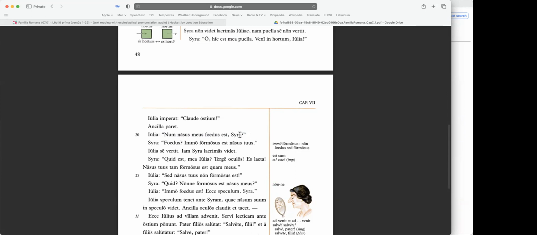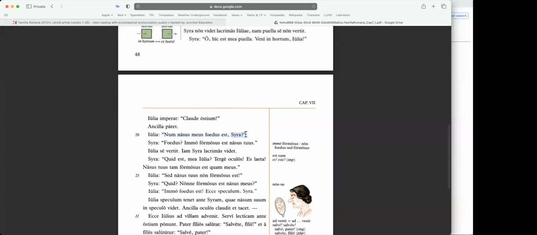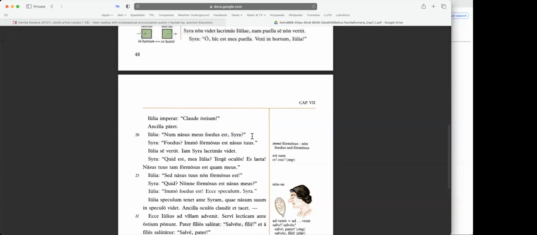Or I should say, nasus tuus fedus est. She's expecting Sarah to agree that her nose is, well, that's not the right way to put it. How do I want to put this? She's wanting her to agree with her misery.